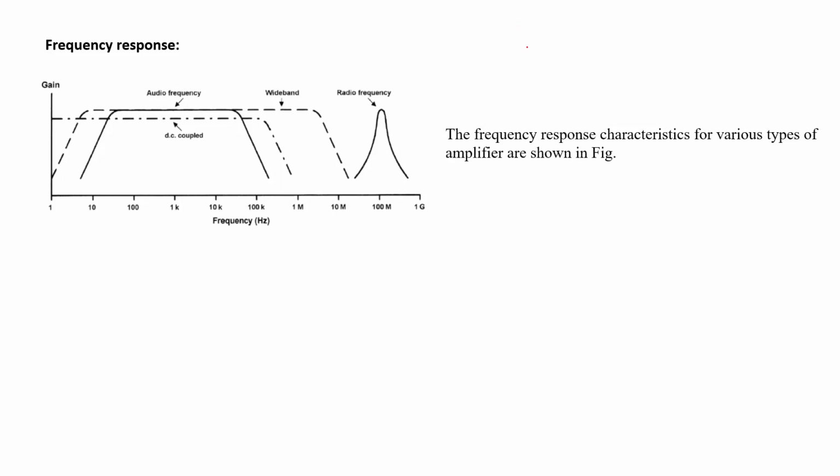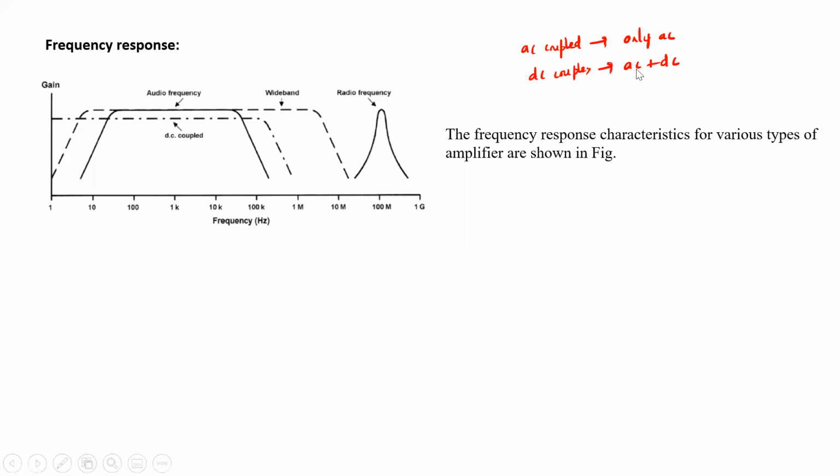In AC coupled, no DC will be coupled. Only AC is coupled to the next stage. Whereas in DC coupled, AC plus DC, both AC and DC are coupled. What is AC and DC means?